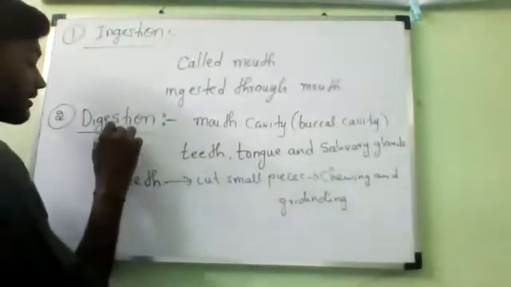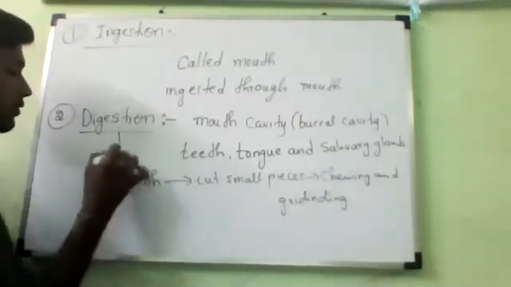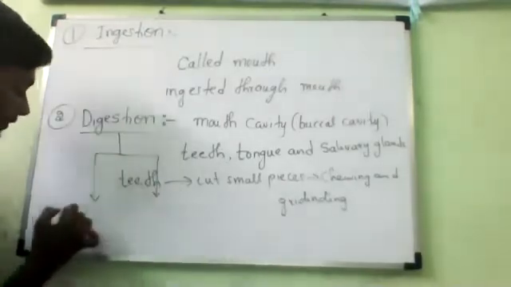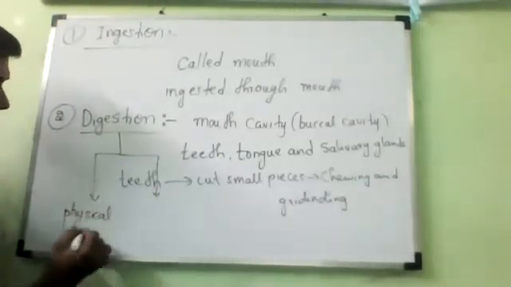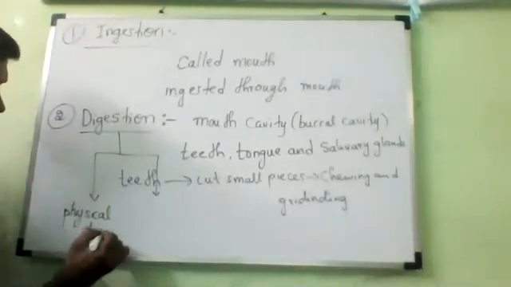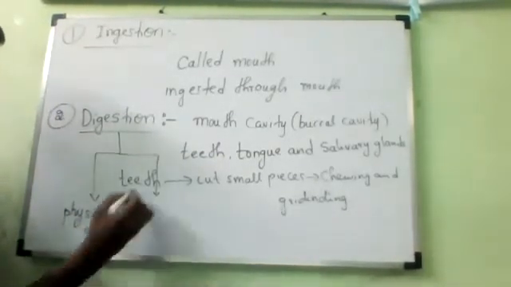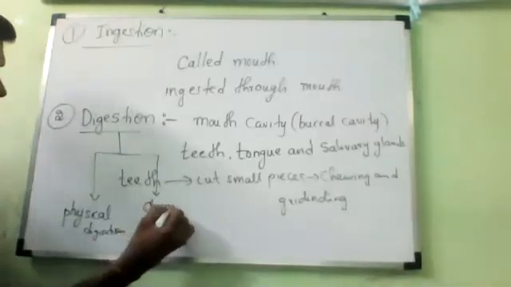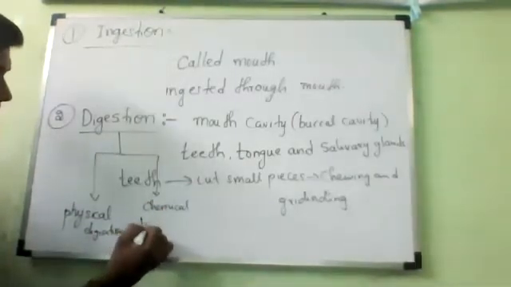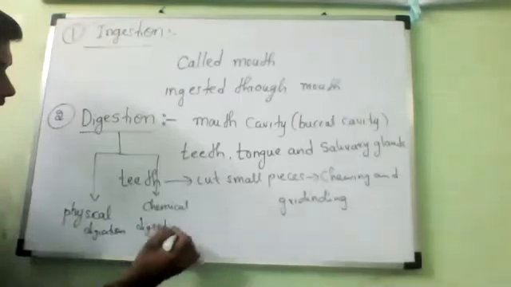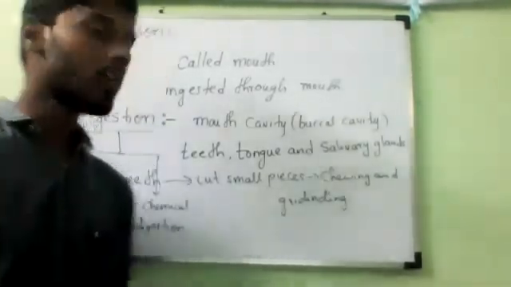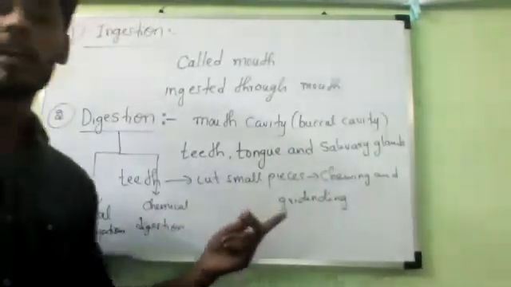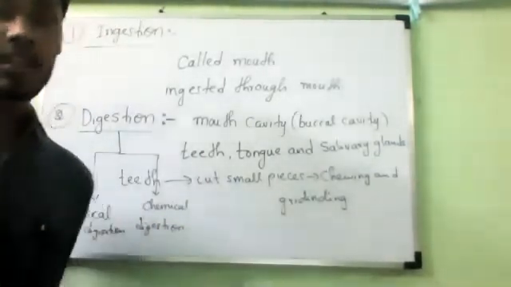Digestion will again be classified into two types. What is that? Physical digestion. And opposite to this, chemical digestion. So physical digestion as well as chemical digestion. If you observe, our teeth only will help in this physical digestion.